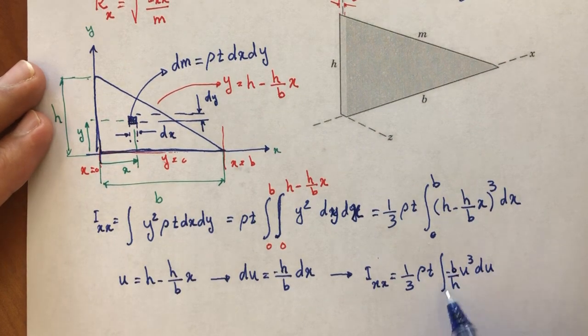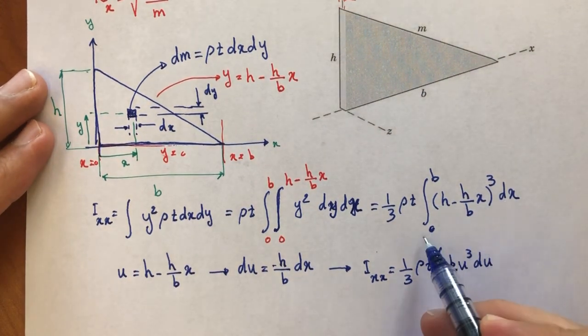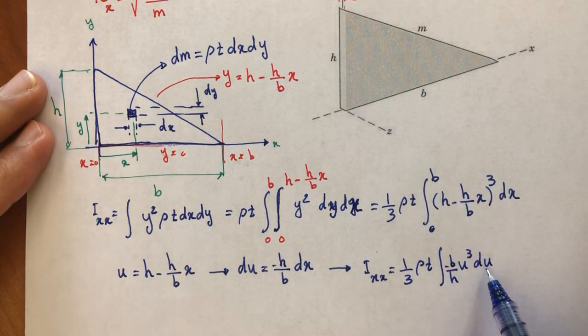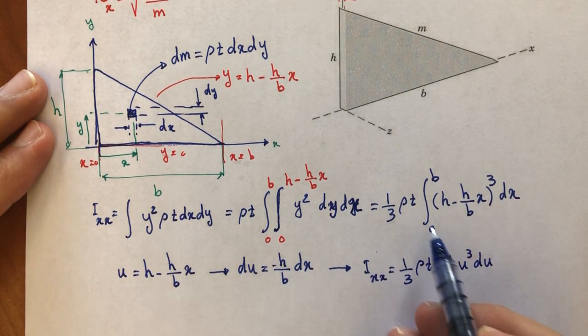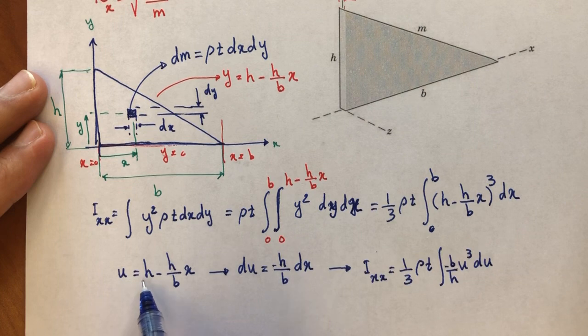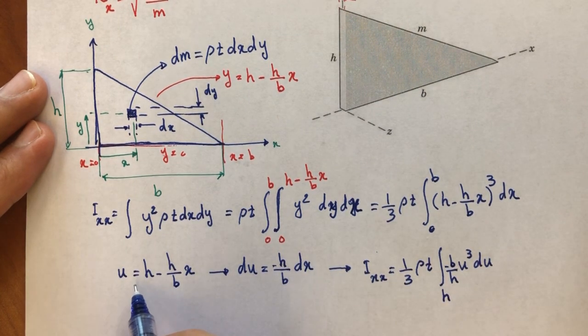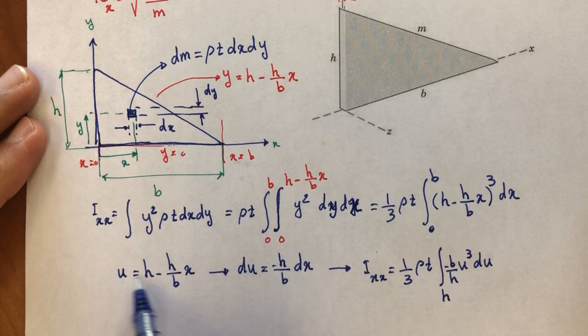How about the boundaries? You need to change them too. X goes from 0 to b. Now we need to see how u is changing. When x is equal to 0, u is going to be equal to h from this equation. When x is equal to b, if you substitute x with b, u is going to be equal to 0.